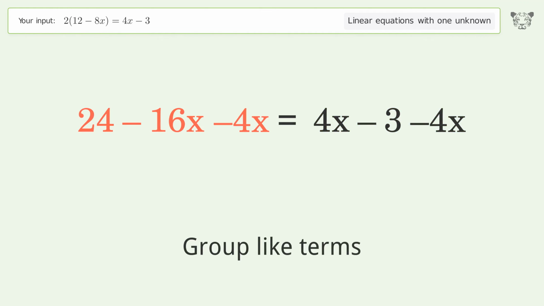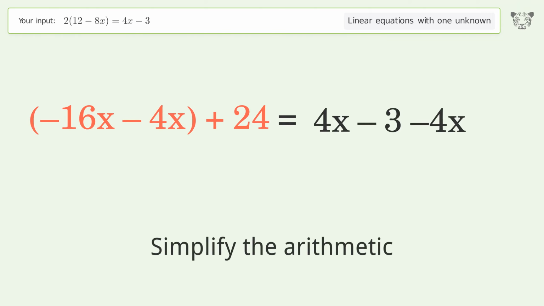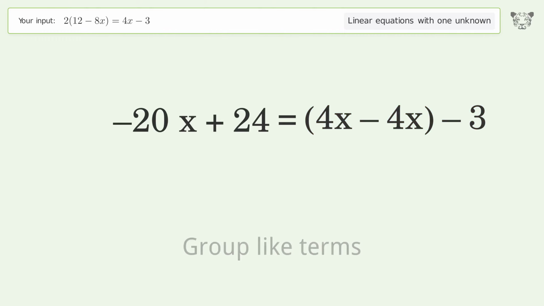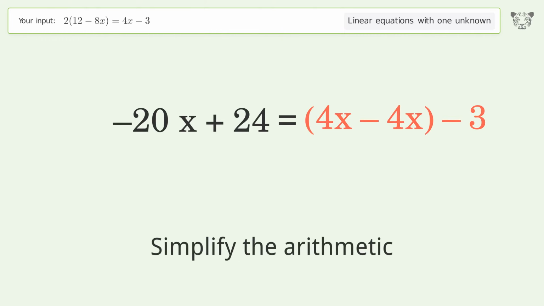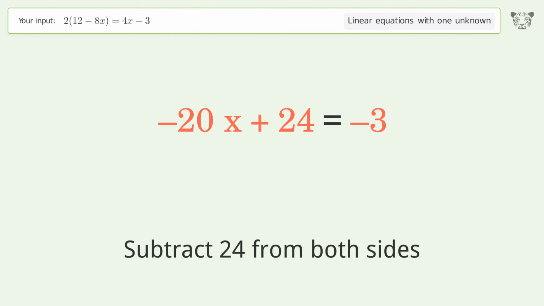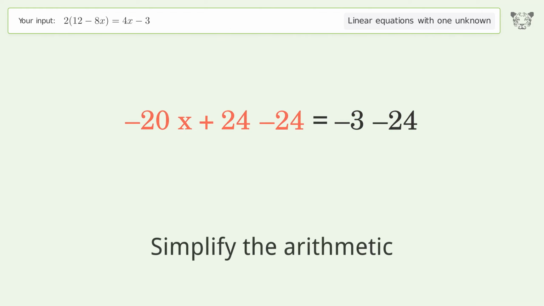Group like terms. Simplify the arithmetic. Group like terms. Simplify the arithmetic. Group all constants on the right side of the equation. Subtract 24 from both sides. Simplify the arithmetic.